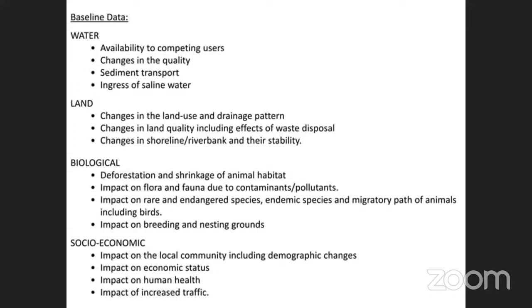And biological environment: deforestation and shrinkage of animal habitat. Establishing or starting any project adversely affects the biological community. Degradation of the forest and destruction of the animal habitats lead to the loss of biodiversity. The degradation of forests and shrinkage of animal habitats impact the flora and fauna, and the contaminants mostly affect the flora and fauna.